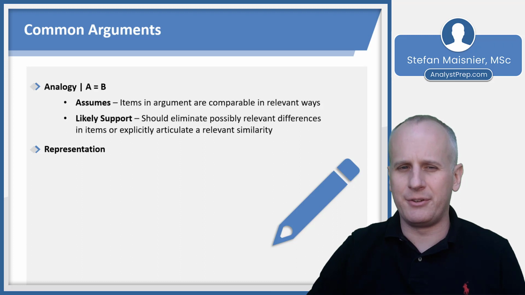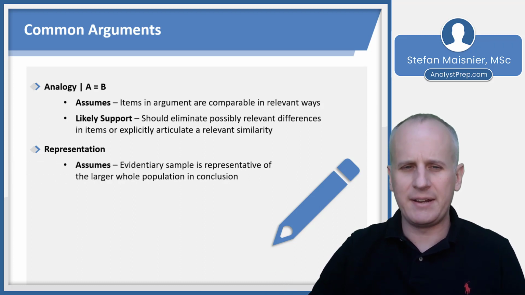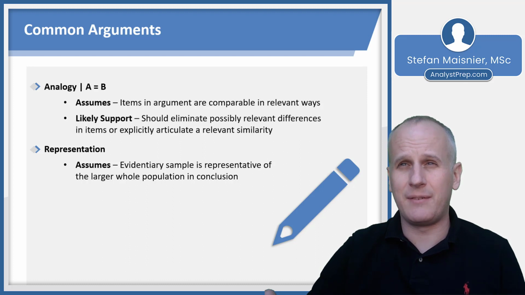Another common argument that you'll encounter is one of representation, and that's where you take a sample and use it to make a conclusion about a larger whole. And all arguments using representation assume that whatever is being used as evidence is representative of that larger whole population in the conclusion. And there are several ways that you can potentially make an assumption that isn't necessarily warranted.